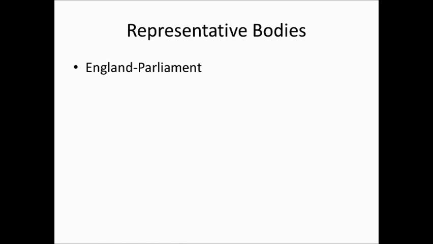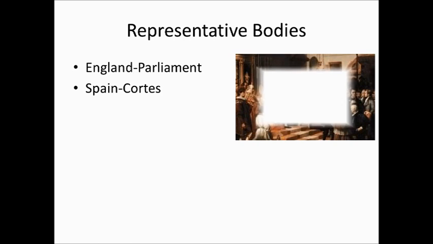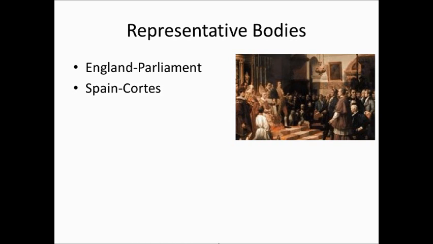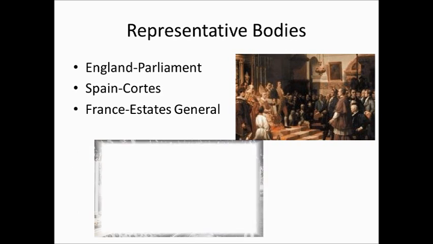Okay, so what were the representative bodies in Europe? In England, it was Parliament. In Spain, it was called the Cortes. This is a picture of the Cortes. And in France, it was called the Estates General.